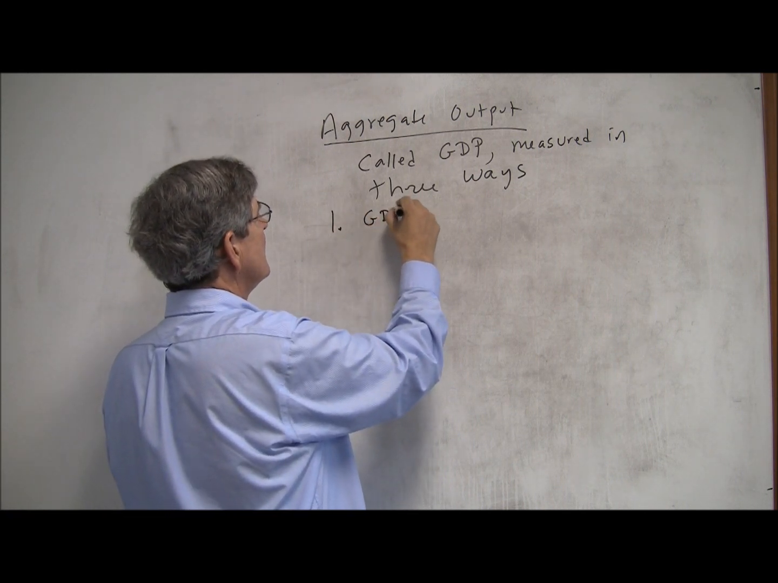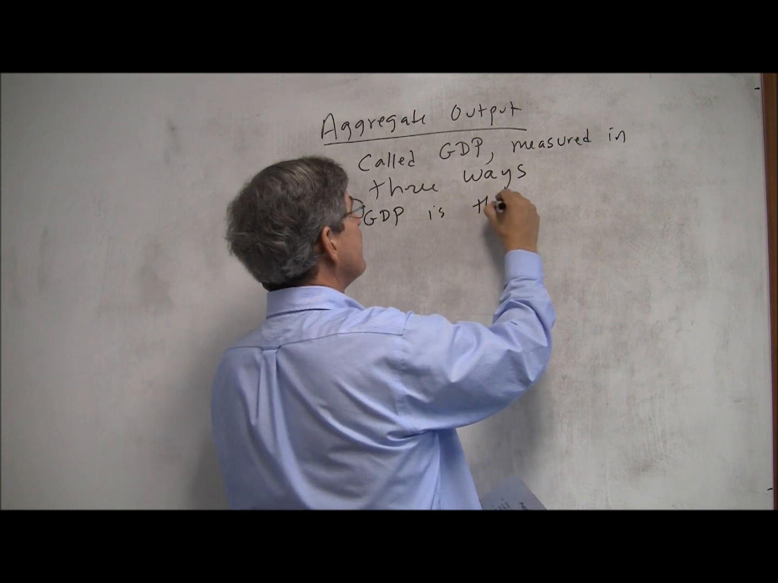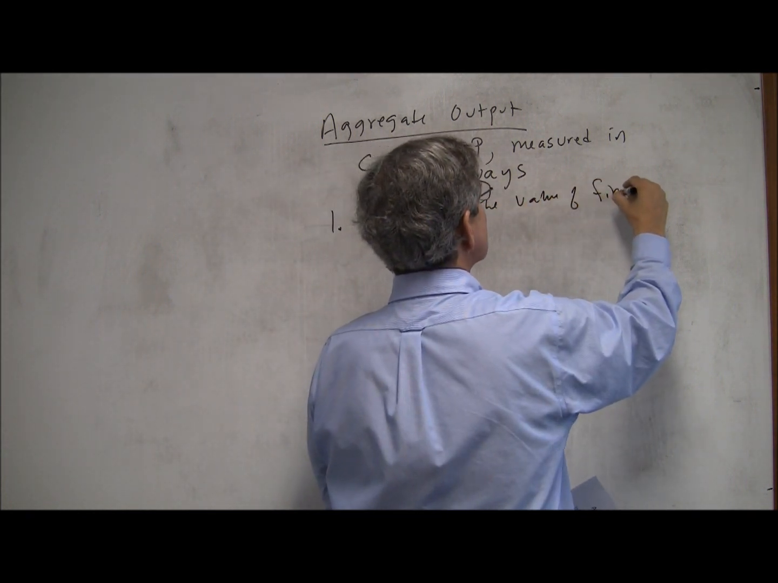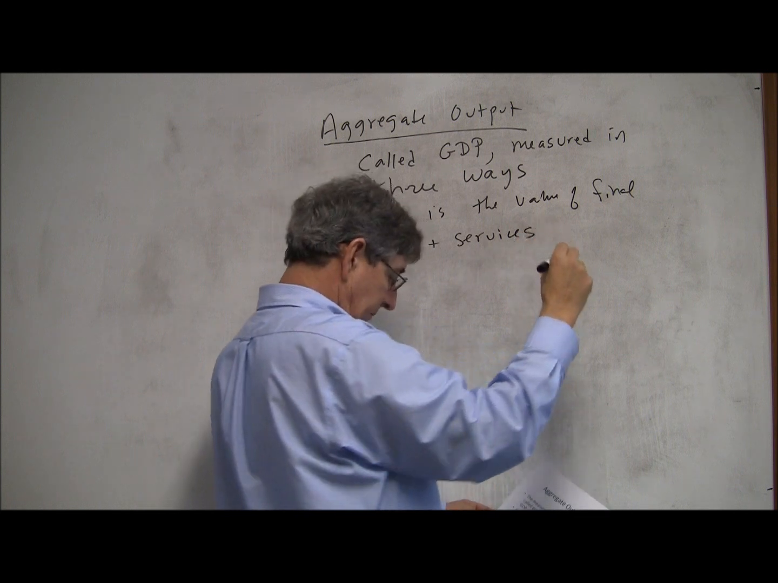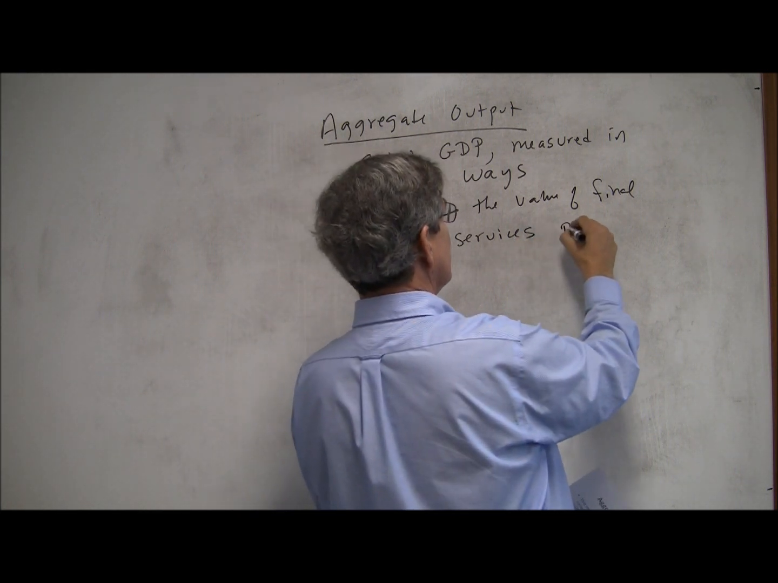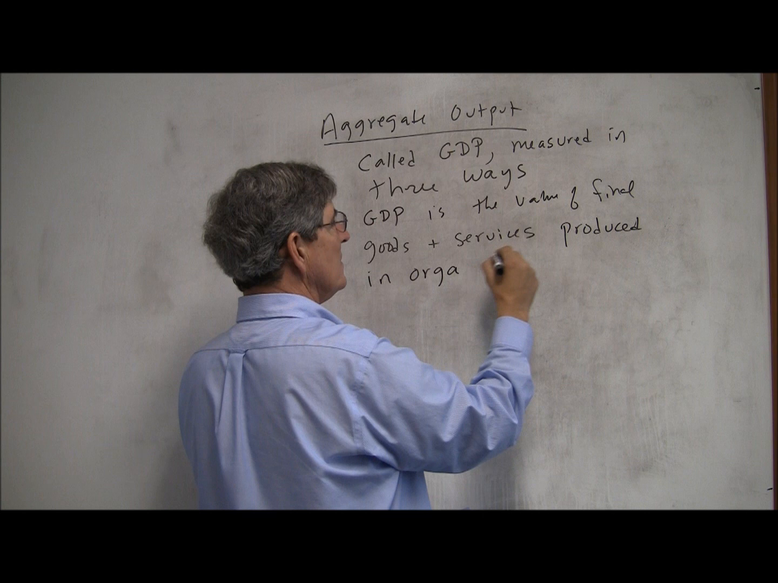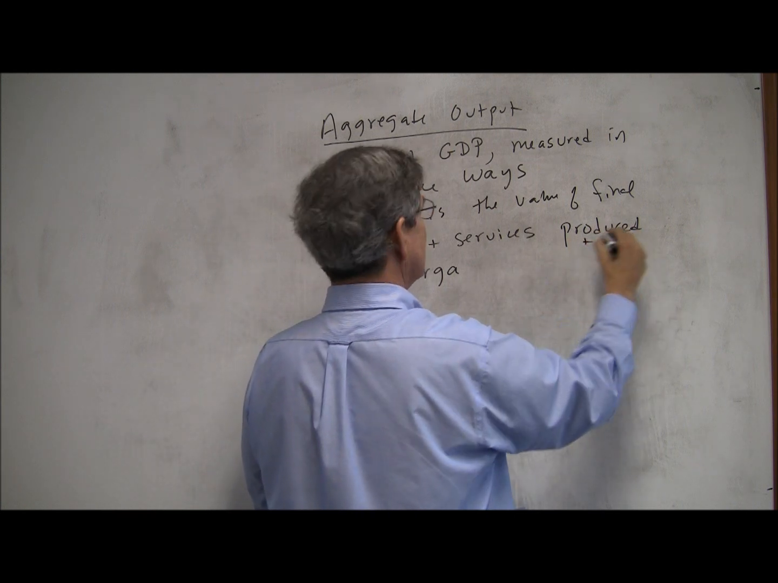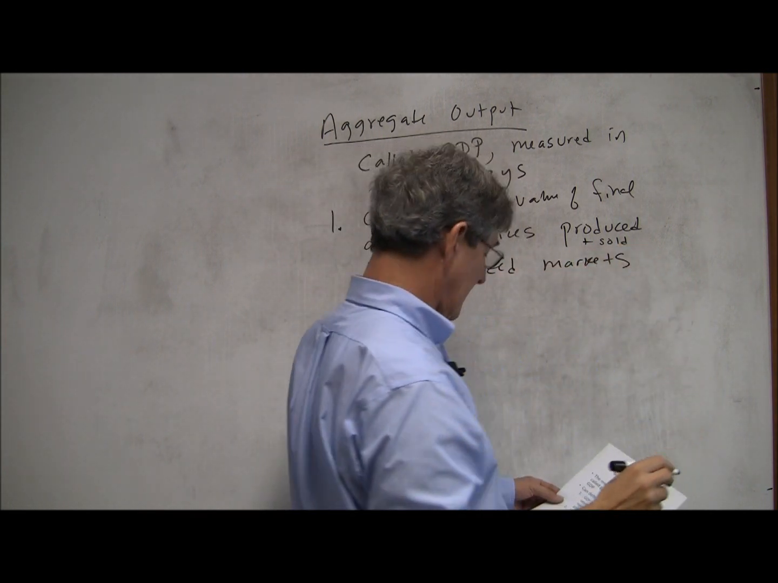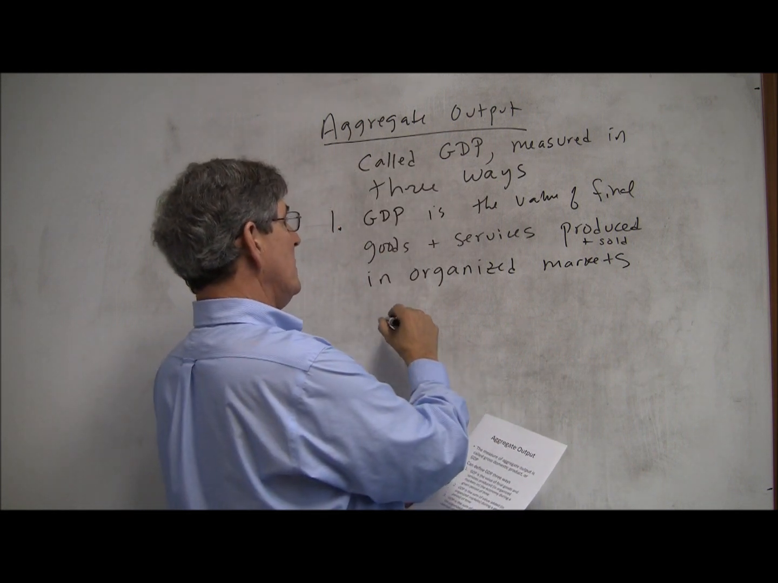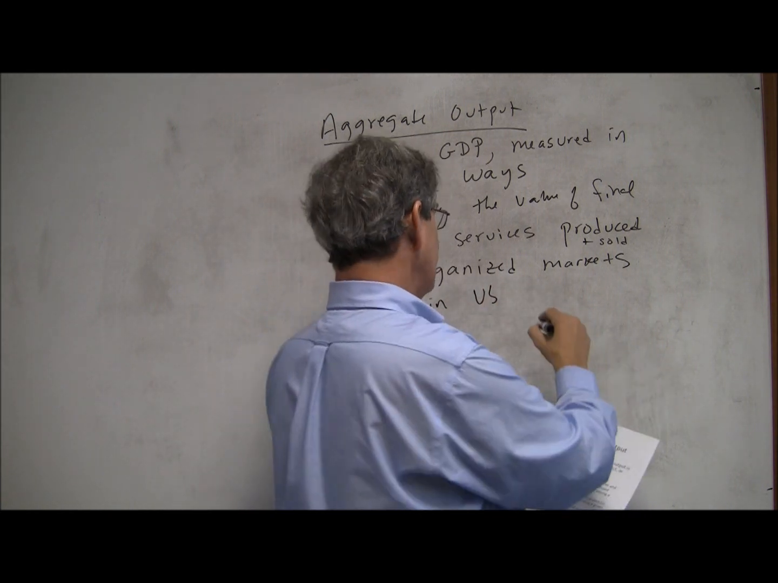So GDP, and this is the definition that most people use the most, is the value of final goods and services produced and sold in organized markets, within the US, during a given period of time.